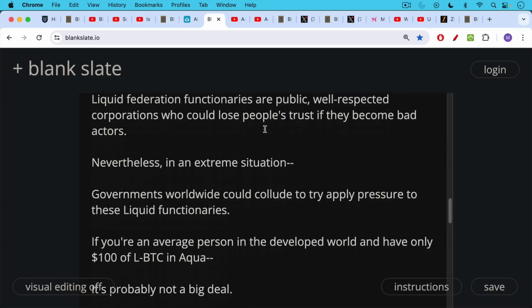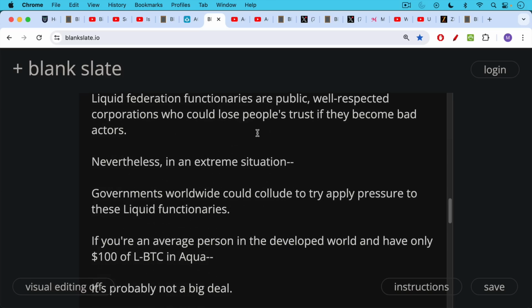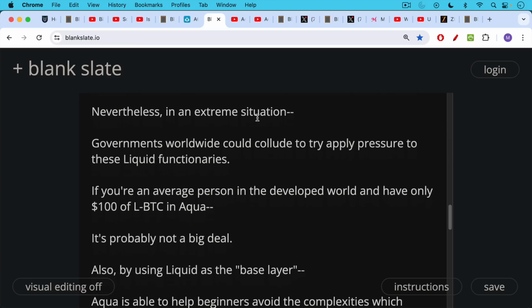If you're an average person, though, in the developed world and have only, let's say, $100 worth of LBTC and Aqua, it's probably not a big deal. You'd be fine if this $100 was stolen.